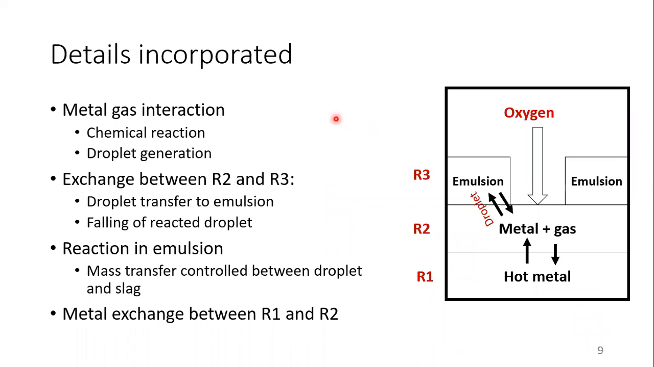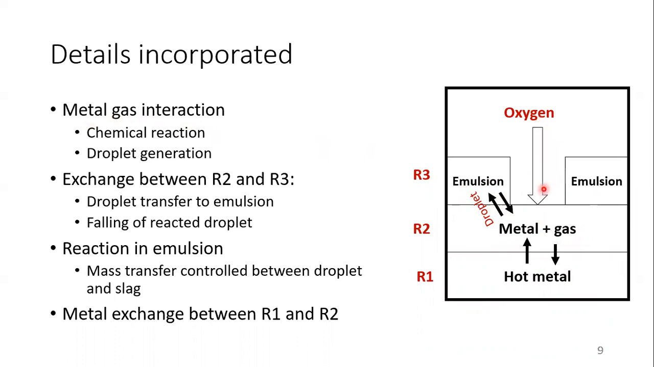In this work, we are developing it further by incorporating several fundamentals and process aspects. So for example, here we have again three reactor models, but please note that these reactors are totally different here. The reactor or the vessel is divided in 3 parts. One is R1, which is the hot metal or the lower bath. R2, which is the upper bath of the metal that gets affected by the oxygen jet. And then R3 is emulsion, which essentially has all the components: slag, metal droplets, and the gas.